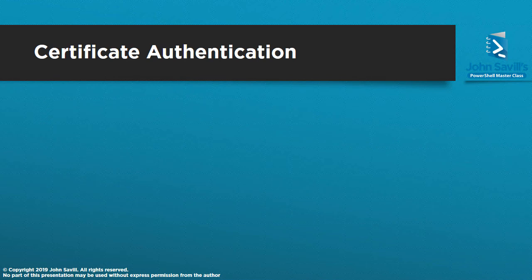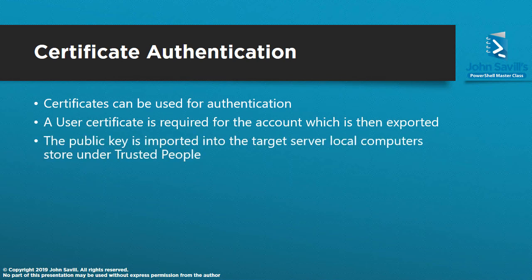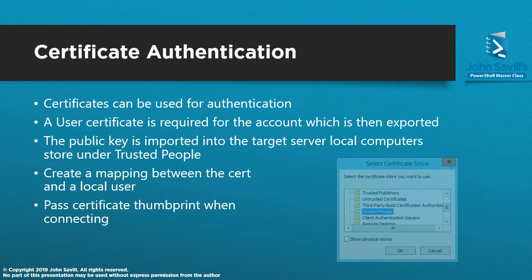Now, I mentioned earlier about different authentication: I can use certificates as well. With certificates, I can grab a user certificate for an account and export the certificate out. The public key is imported into the target server computers into Trusted People. I then map the cert to a user. Then when I connect, I just pass the thumbprint of the certificate. So I'm essentially using a certificate to do authentication, and I don't have to pass any kind of credential.